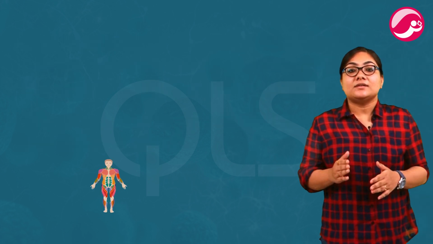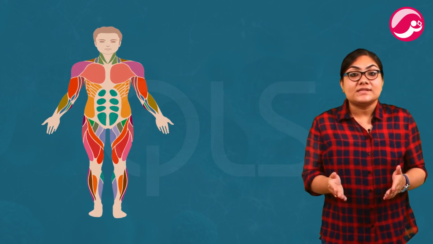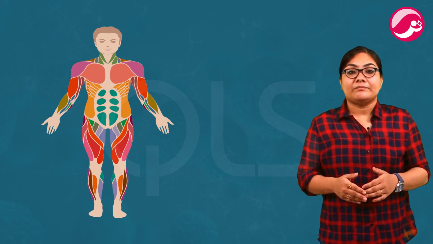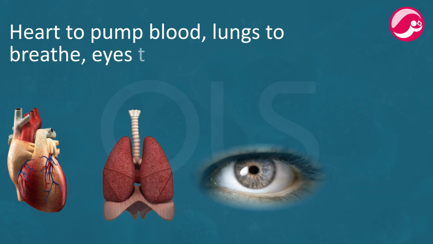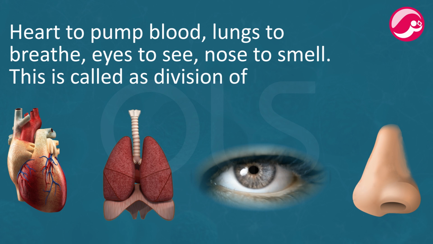In multicellular organisms like us, there is division of labor. Now, what is division of labor? Let's understand this with respect to our own body. We have a heart to pump blood, lungs to breathe, eyes to see and a nose to smell. This is called division of labor. We cannot have the heart to breathe or lungs to pump blood because there are specialized cells which perform their specialized functions.